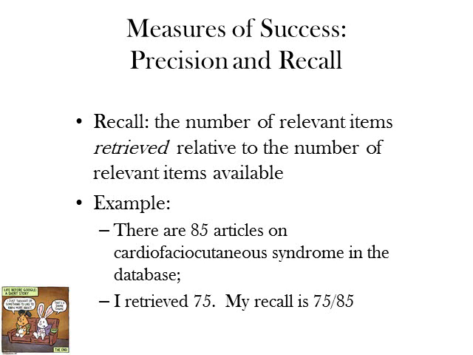Recall is a ratio of the number of relevant items you retrieved to the number of relevant items available. So let's say, for example, there are 85 articles on cardiofasciocutaneous syndrome in the database. I received 75. My recall, therefore, is 75 out of a possible 85 documents. There were 85 things there that matched what I wanted. My query only retrieved 75 out of 85. So that is recall. It takes all of the things that are useful to you within the database, and it finds how many you retrieved, and it measures those as a ratio. Out of all the things that you could have gotten that would have been helpful to you, how many did you actually get? That is recall.